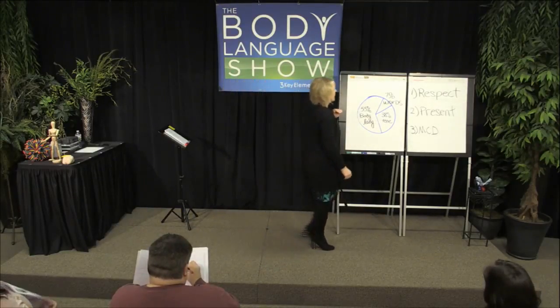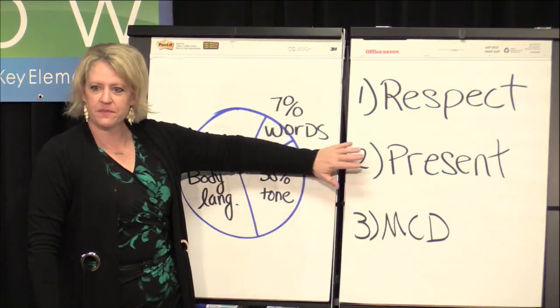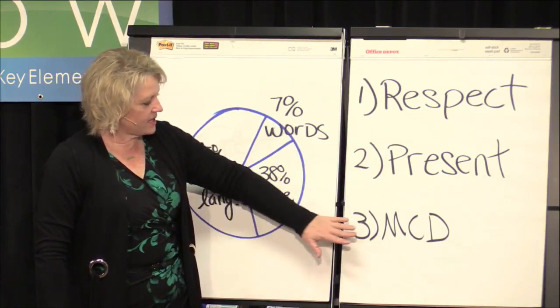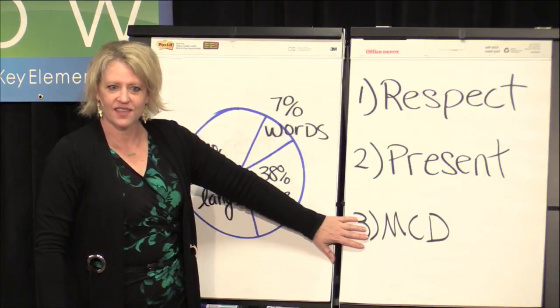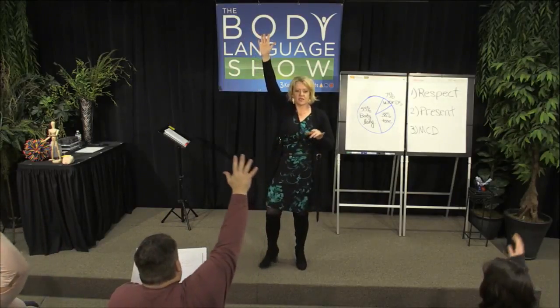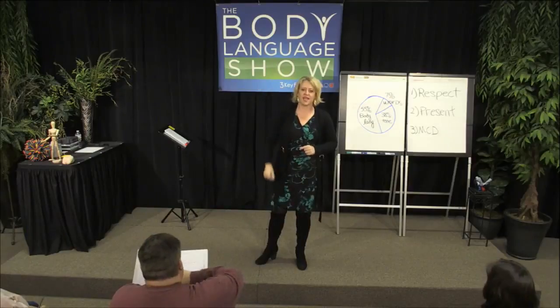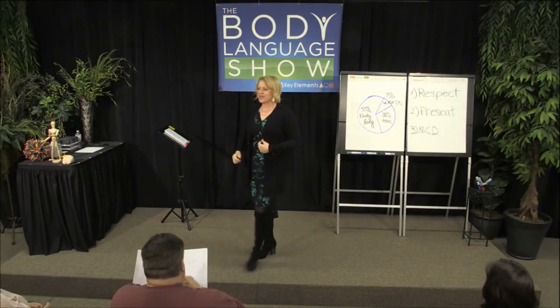So 3 rules. Rule number 1 is high levels of respect. Rule number 2 is to be present. And rule number 3 is to manage your communication device. So everybody who will abide by these rules, including you guys online, please raise your hand so I can see who my rebels are. Okay, we are good. We have an agreement.